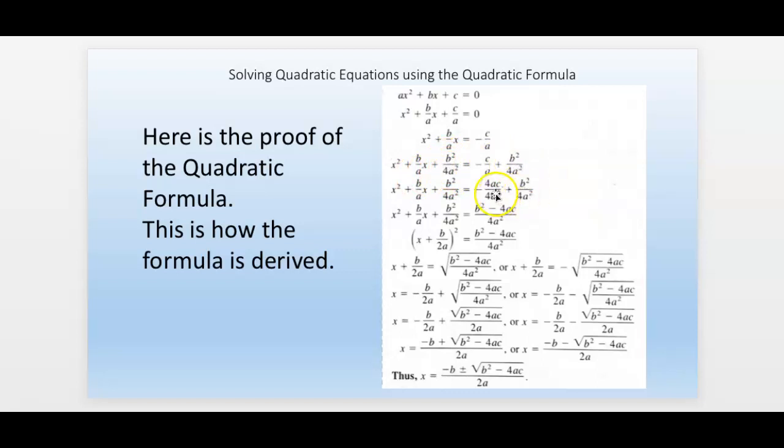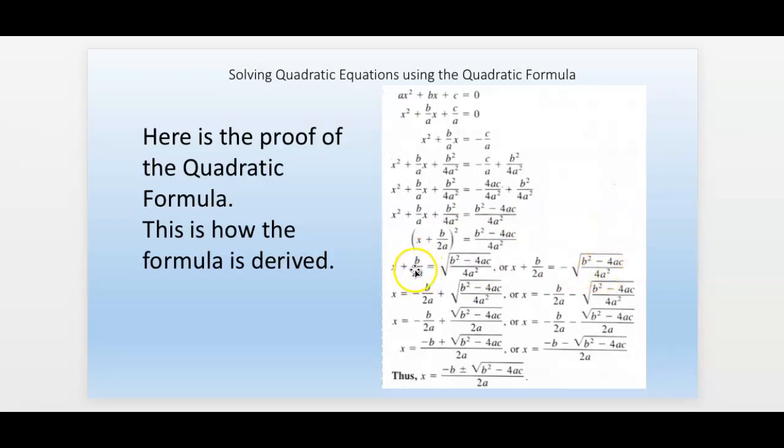On the right side, we find a common denominator, and then we can put the numerators together under that common denominator. On the left side, we write it as a perfect square. That's why we completed the square. Now we can take the square root of both sides. So we go ahead and do that. This is the plus side, and this is the minus side.